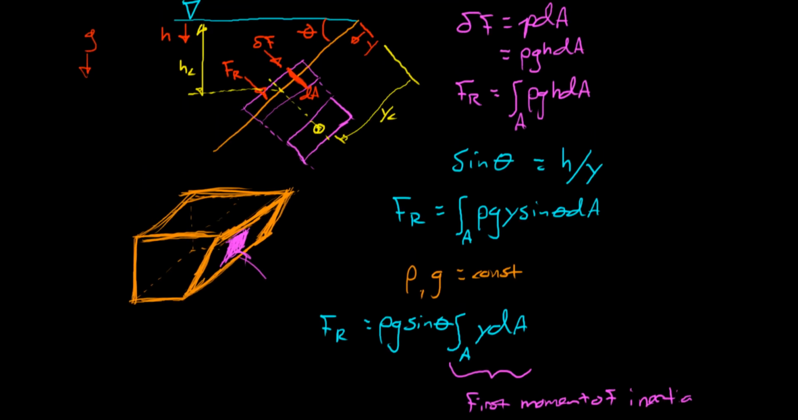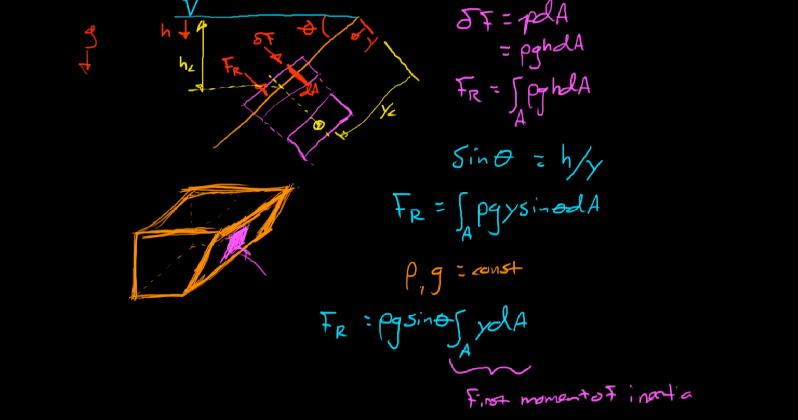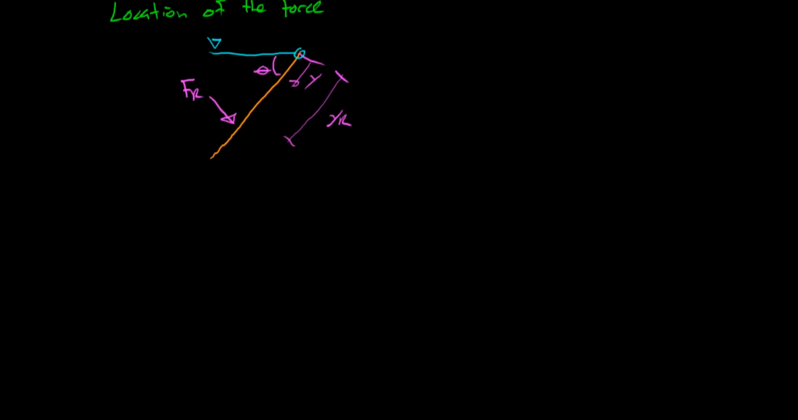The question we want to answer now is, where does that force actually act? In other words, where's the location of the force? So I've redrawn part of this here, where what we found in our last video was that the force was equal to the height of the centroid below the surface times rho g A. Now what we're going to use is that the sum of the moments has to be equal to 0, and that's going to give us the location of the force.